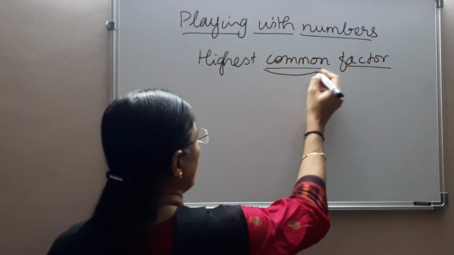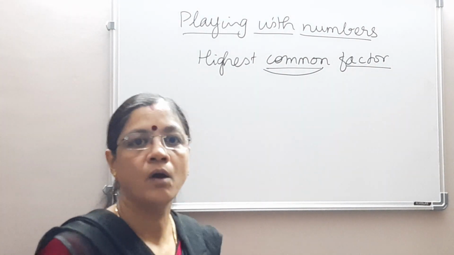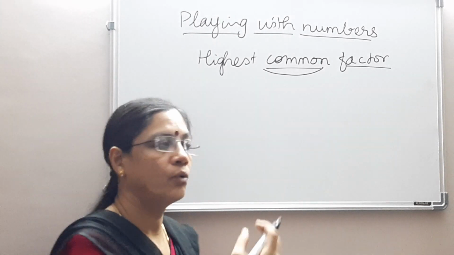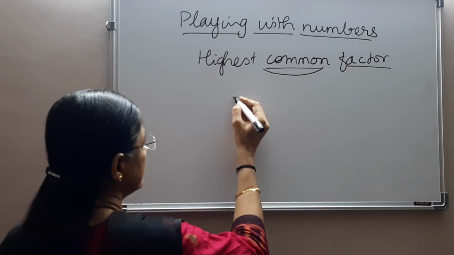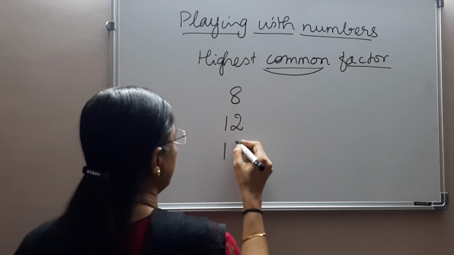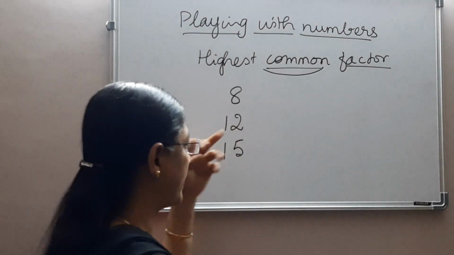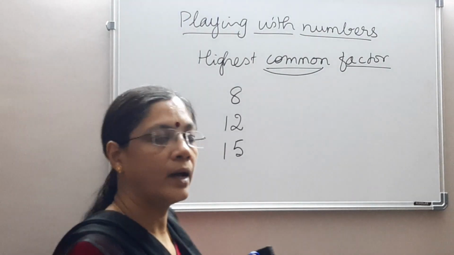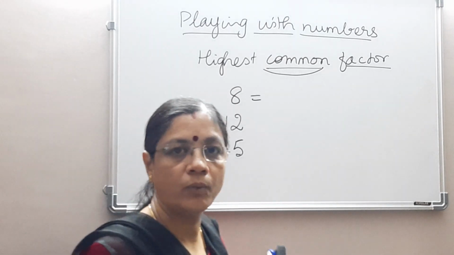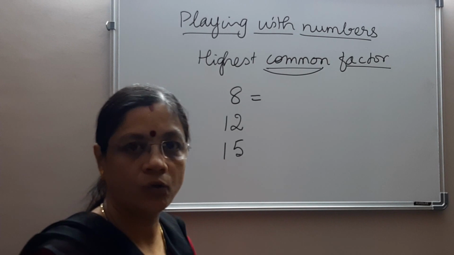When I say common, there has to be 2 or 3 numbers or objects out of which we need to pull out some common things, isn't it? So what do we mean by common factors? Let us take 8, 12 and 15. Okay, I am taking such numbers, 8, 12 and 15. Now I need to find the factors of 8, 12 and 15. So how do I find the factors? I know by listing out the factors, I can find out what the factors are.